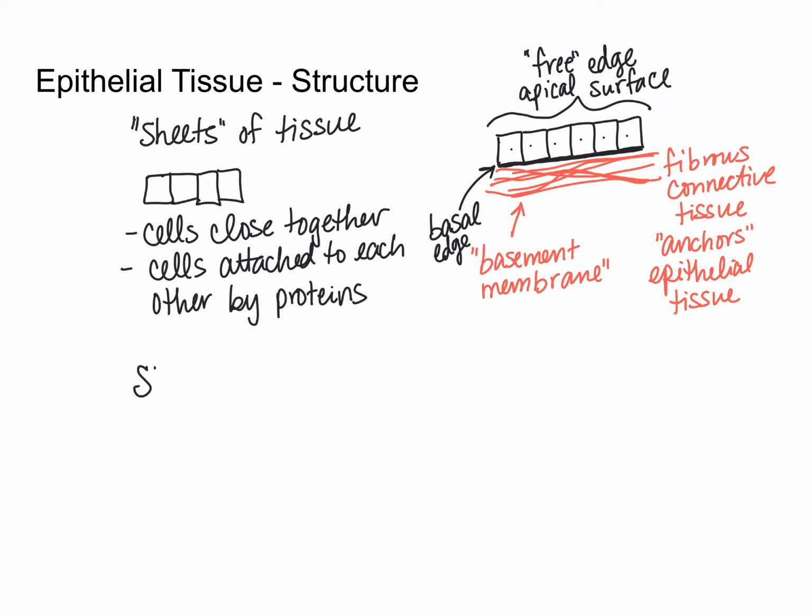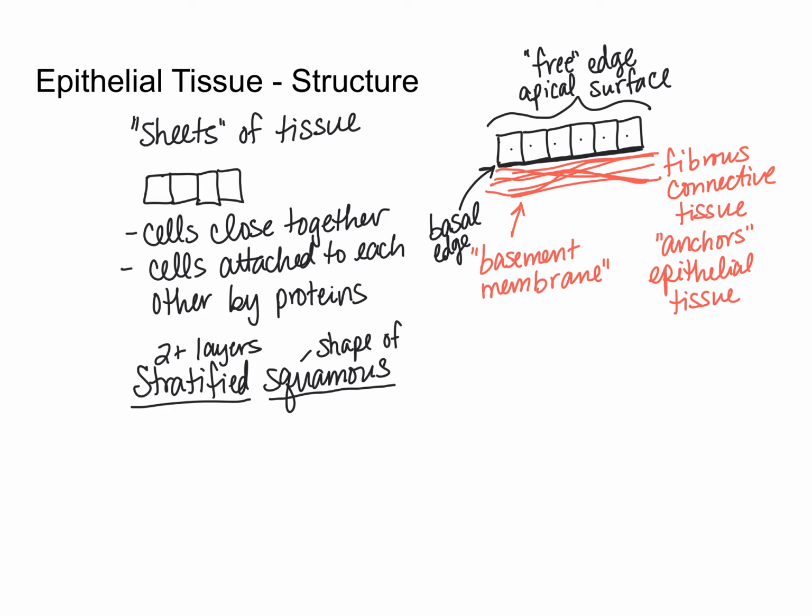So remember when we talked about stratified squamous epithelium, we said that stratified means 2 or more layers of cells, and squamous refers to the shape of the cells on the free edge. So on the apical surface, or the free edge.